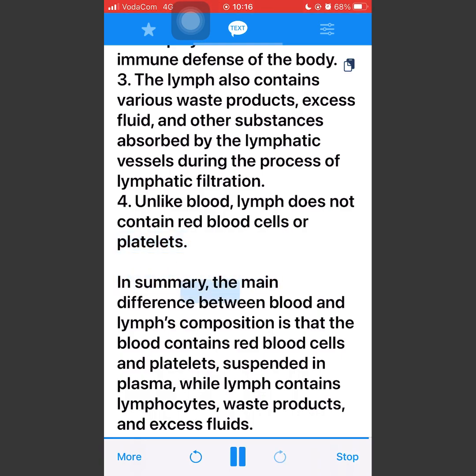In summary, the main difference between blood and lymph's composition is that the blood contains red blood cells and platelets, suspended in plasma, while lymph contains lymphocytes, waste products, and excess fluids.